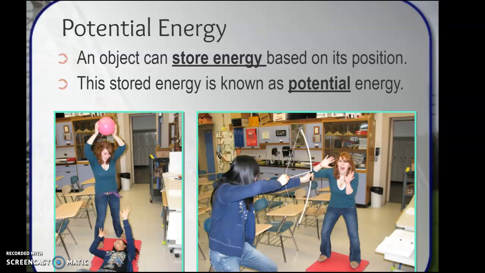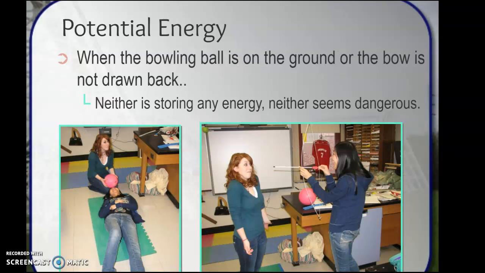So, potential energy. An object can store energy based on its position. This stored energy is known as potential energy, and we are given two examples here: the bowling ball held way above this person's face, and a drawn bow and arrow. Again, with potential energy, we are looking at this stored amount of energy, or this potential to do something. There is no potential energy when the bowling ball is on the ground or the bow is not drawn back.